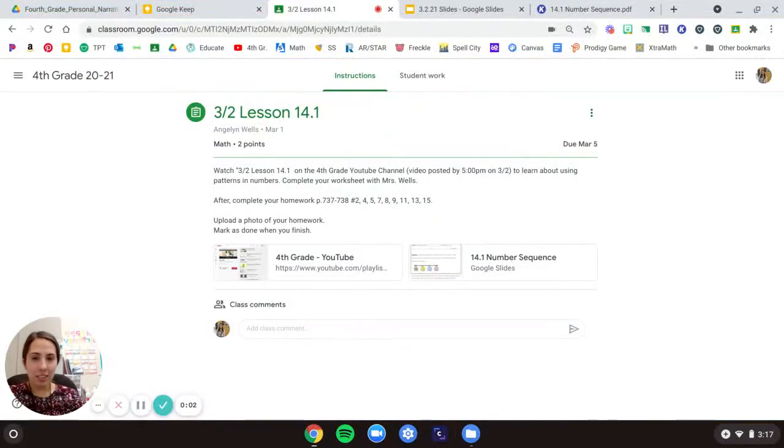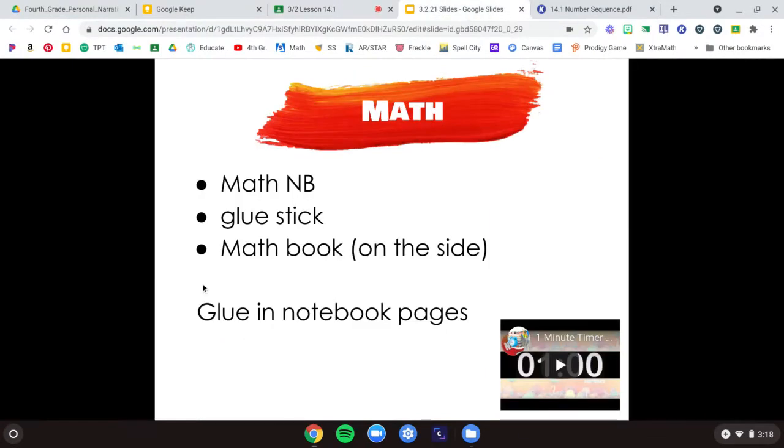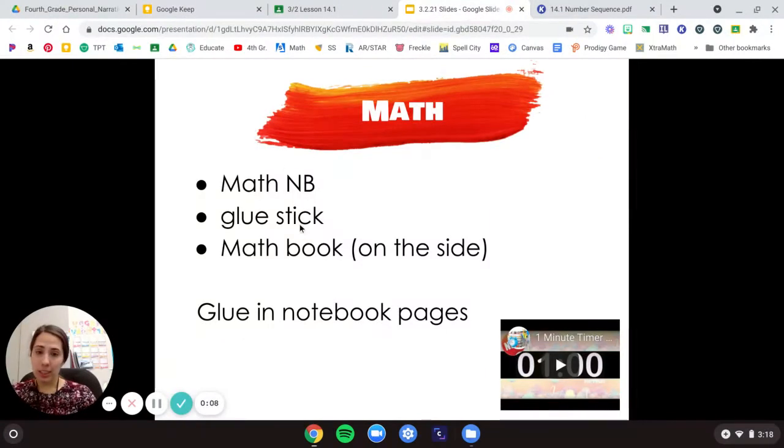Hi, fourth graders. So for math today, you are going to need your math notebook, a glue stick, and your math book. You should have a new one, okay? My distance learning friends, those were on the table, so we're in volume 2. We're not going to do this one in order. We're going to skip around a little bit with volume 2, because I think it makes more sense in the way that we're going to do it, okay?